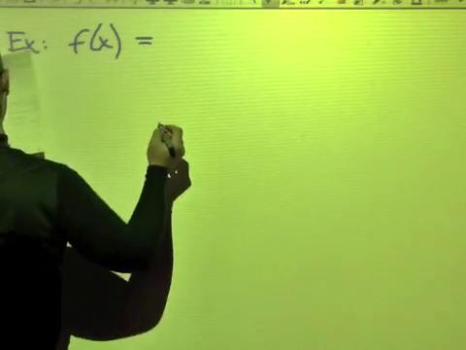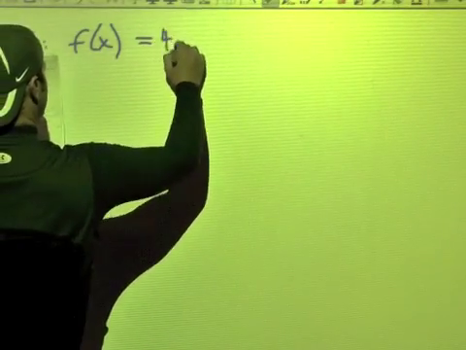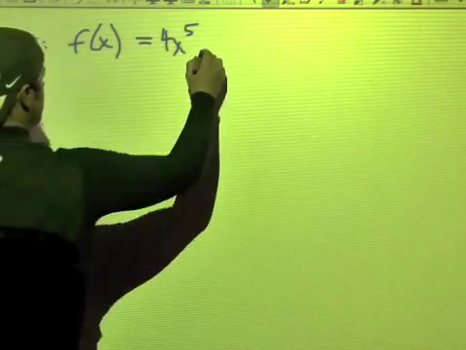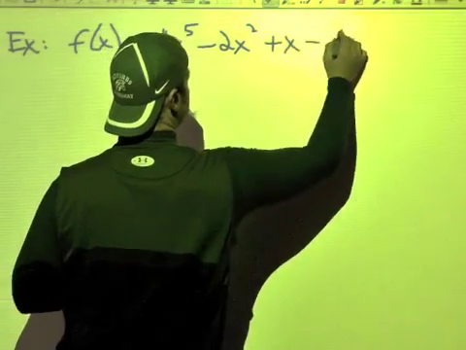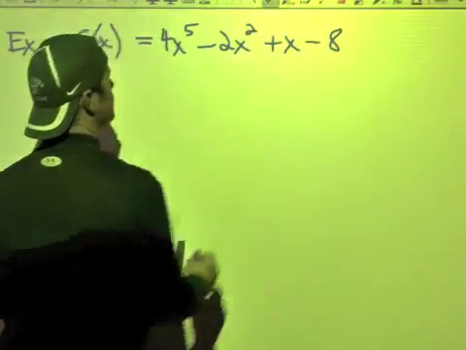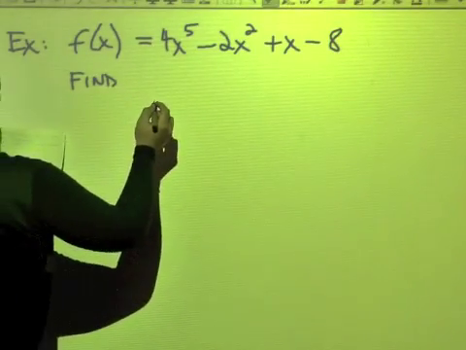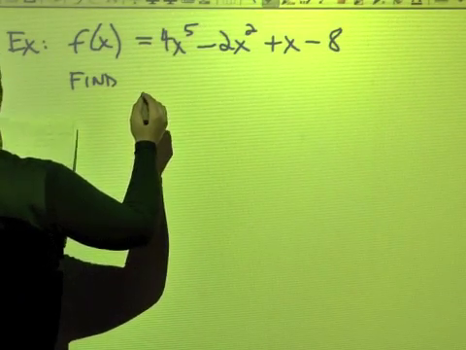First one. Let's say we're given a function, 4x to the fifth minus 2x squared plus x minus 8. That's a squared. And we're asked to find f prime of 1.